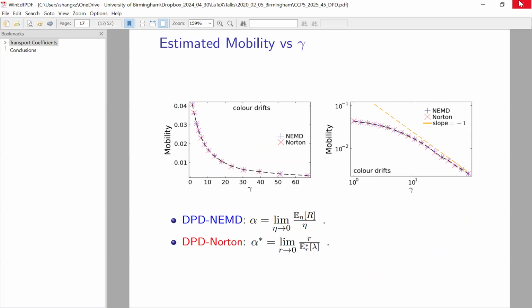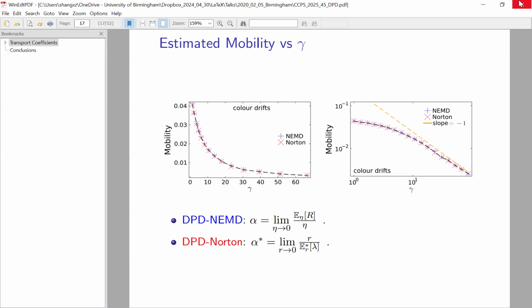And we can see again, both NEMD and Norton stay very close to each other when we change the value of the friction coefficient. And also on the right, we can see when the friction coefficient is large enough, it recovers the expected slope of -1 between the mobility and the gamma over there. So this is really nice.